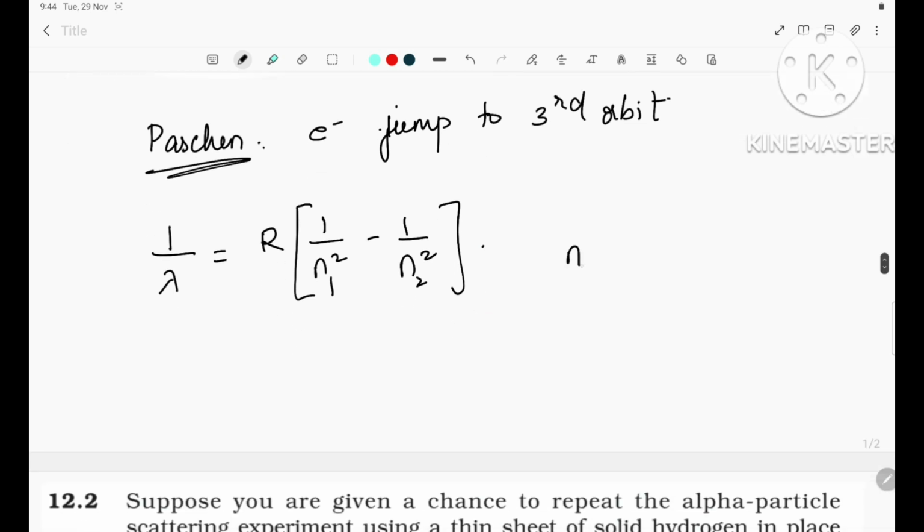So here n2 is the orbit from which the electron is starting and n1 is the orbit to which it is coming, falling or jumping. Okay, the electron is transferred from n2 orbit to n1 orbit.